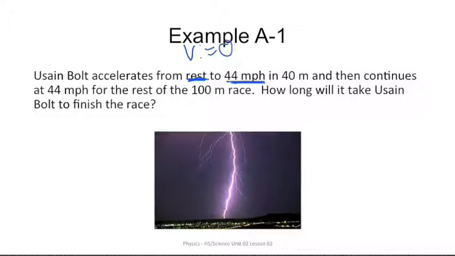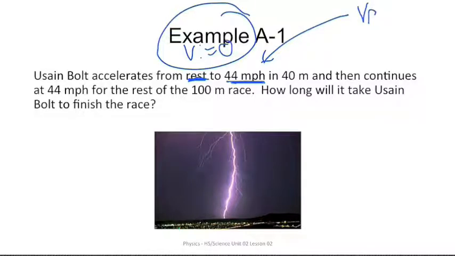To 44 miles per hour. Now remember, units are key. Miles per hour is an indication of velocity. Since I already know the initial velocity, I know it has to be the final velocity. And then we say in 40 meters. 40 meters has to be a displacement, because displacement is the only thing that we have that's measured in meters. It says accelerates from rest to 44 miles per hour in 40 meters, and then continues at 44 miles per hour for the rest of the 100-meter race. How long will it take Usain Bolt to finish this race?